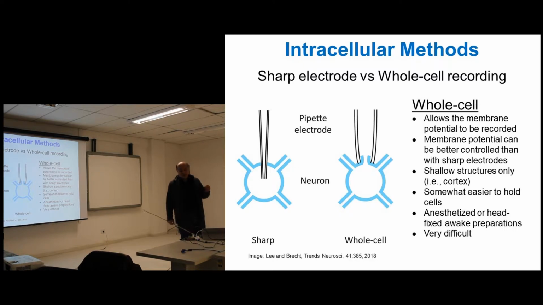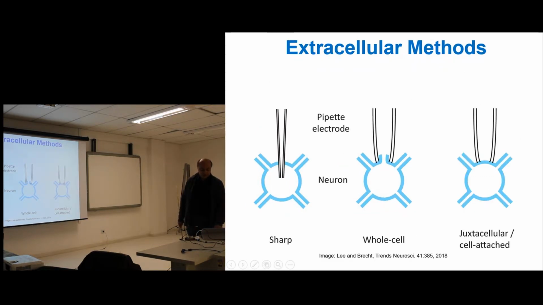And this is one reason: the difficulty of this and the low yield of recordings per day that you try to do an experiment is one reason why people have developed other methods for trying to record from neurons in vivo that are a bit more efficient, or actually a lot more efficient.